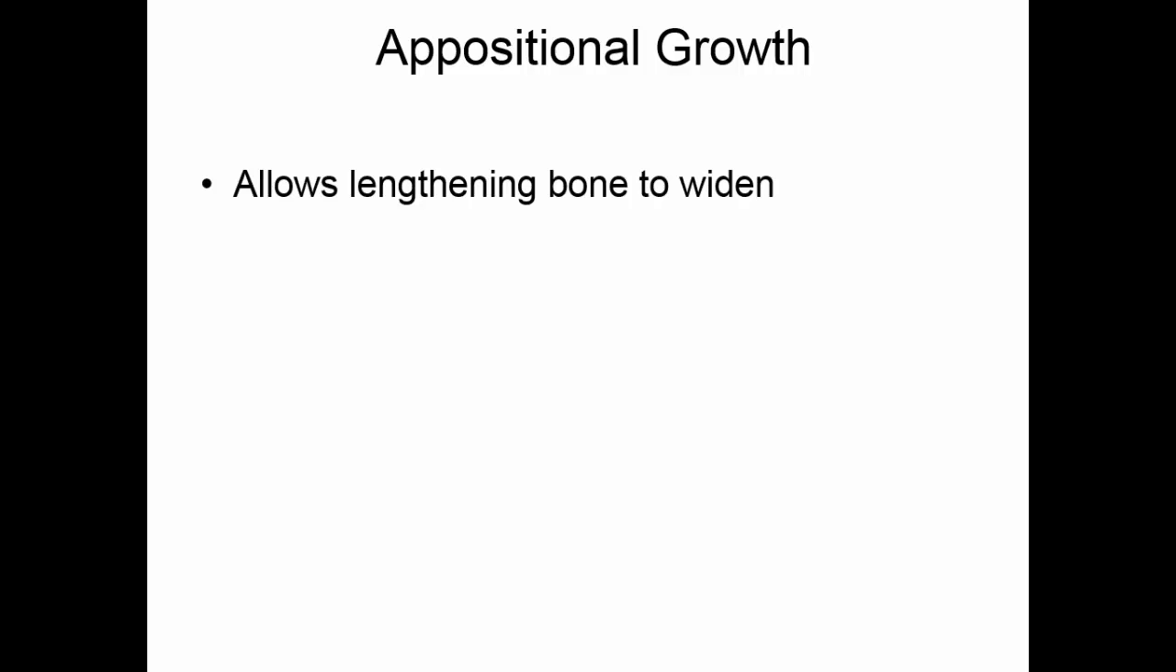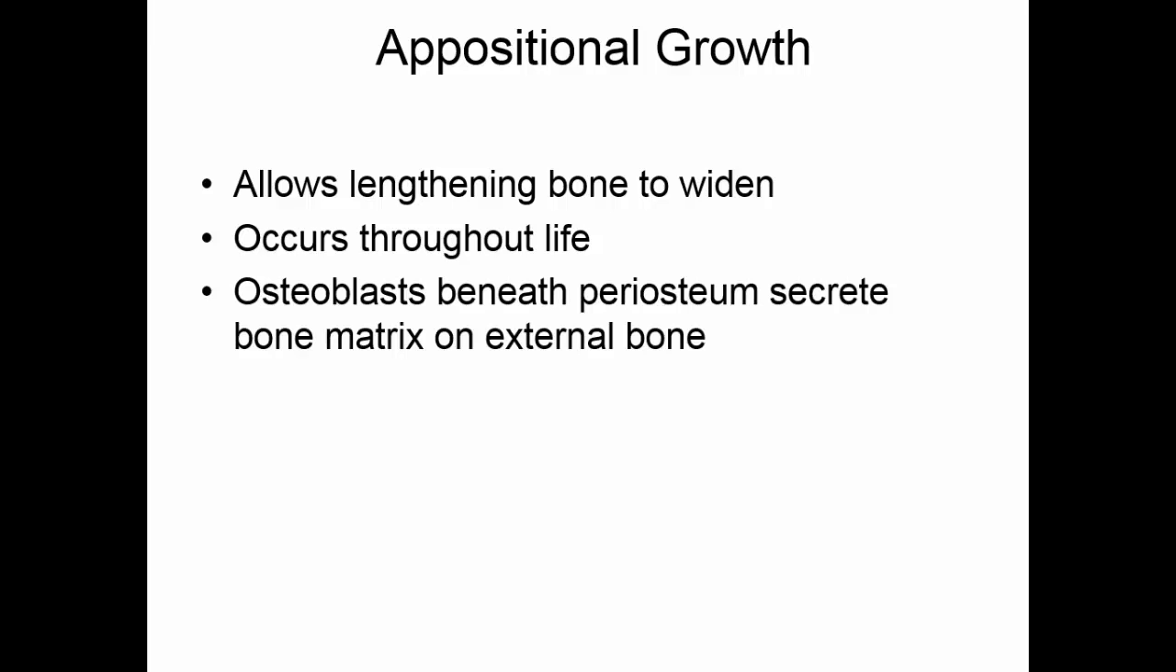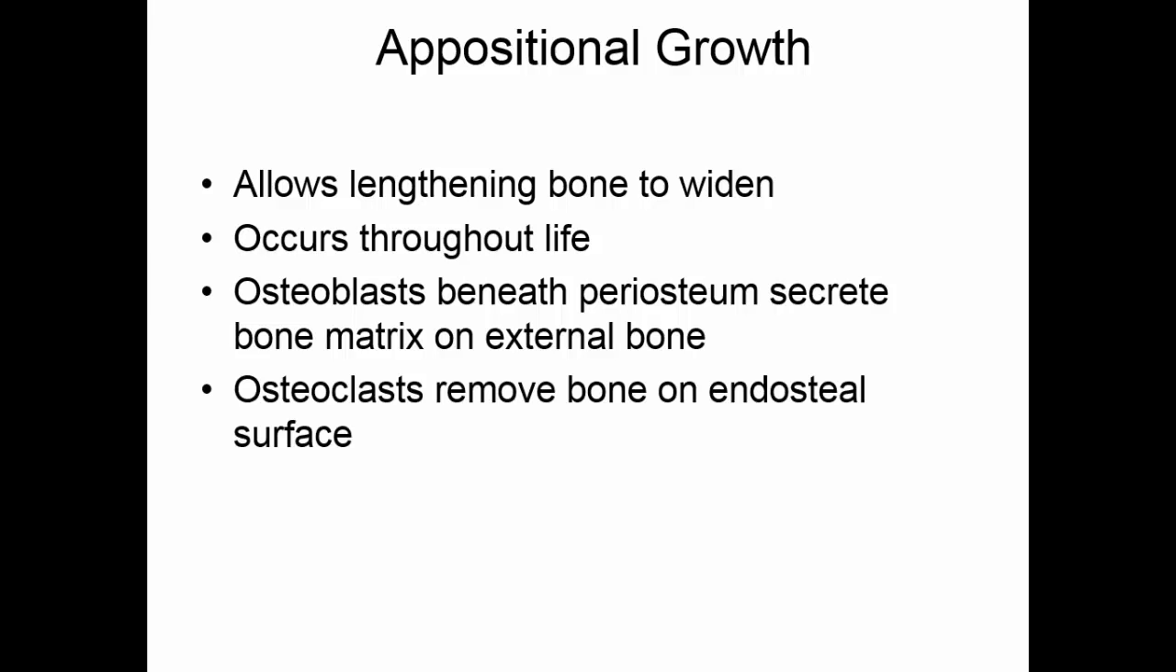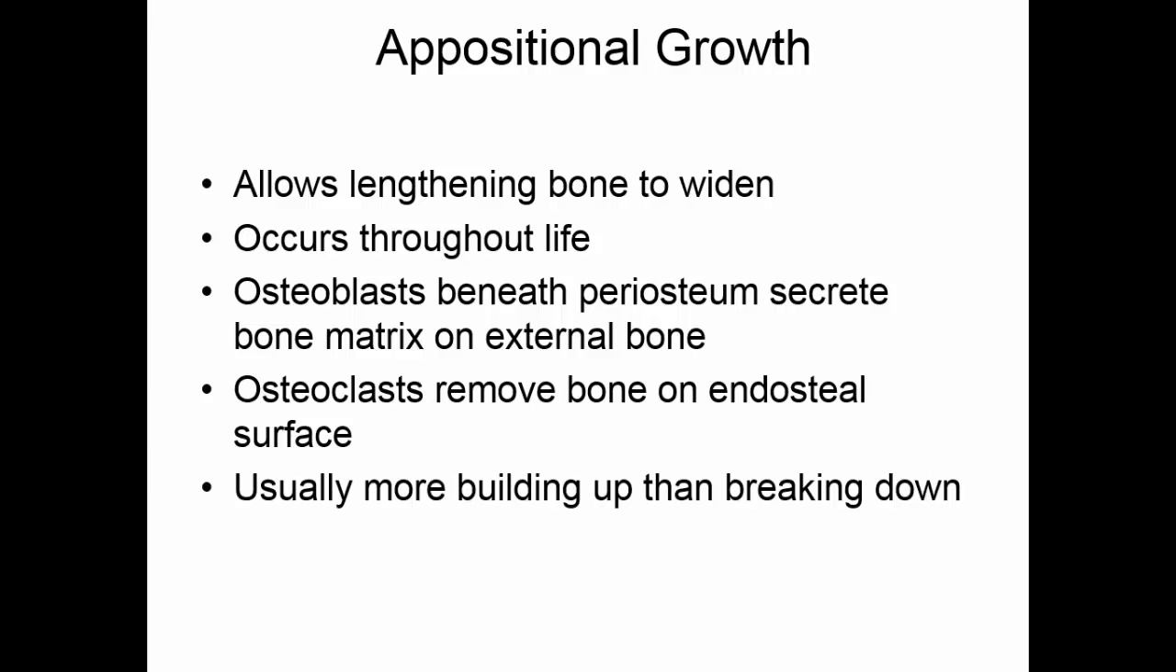Appositional growth allows the lengthening bone to get wider. Appositional growth occurs throughout life. Osteoblasts beneath the periosteum secrete bone matrix on external bone, and then osteoclasts remove bone on endosteal surfaces. Usually there's more building than breaking down, so this allows us to build a thicker, stronger bone, but it's not a bone that's too heavy because we keep it hollow.